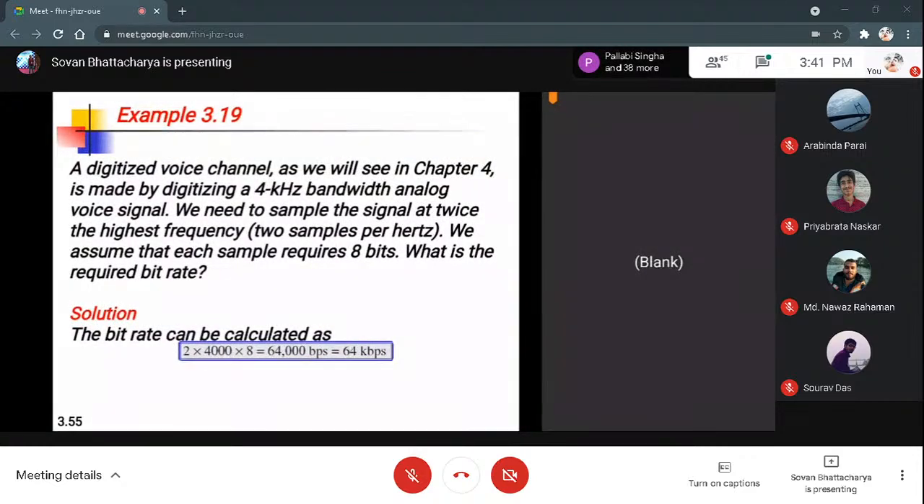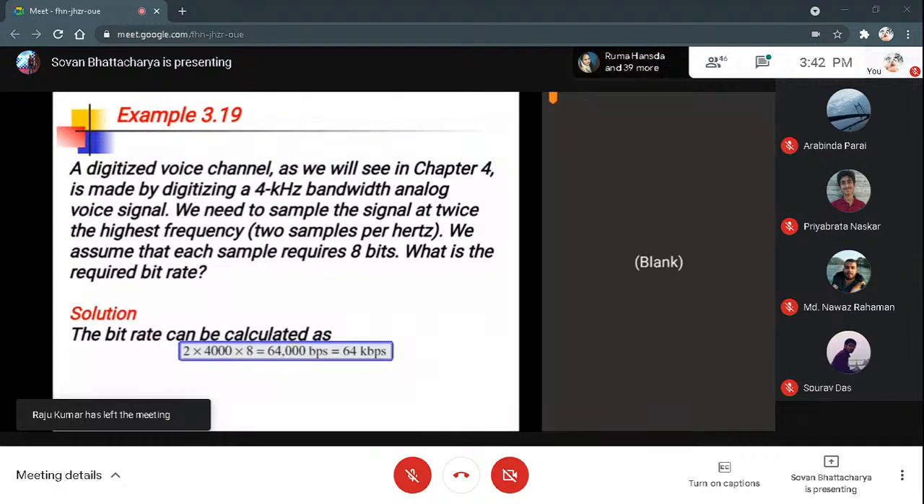Okay, so we have to calculate the kbps also. Here, the voice channel is digitized, with a 4 kilohertz bandwidth analog signal. So bandwidth is also there. Now from this you have to find out twice the highest frequency, so 2 samples will be required, with 8 bits each. So what is the bit rate?